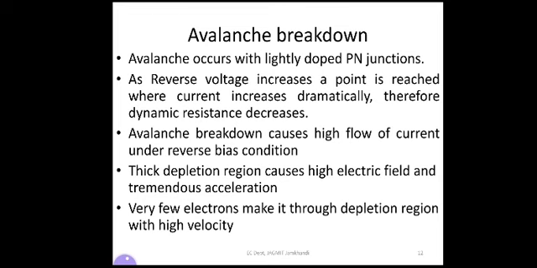Next one is the avalanche breakdown. Similar to the Zener breakdown, avalanche breakdown also occurs in the reverse biased junction direction. Avalanche occurs with lightly doped PN junctions. Remember, this is in comparison with the Zener effect. Zener breakdown occurs for heavily doped PN junctions, whereas avalanche breakdown occurs for lightly doped junctions.